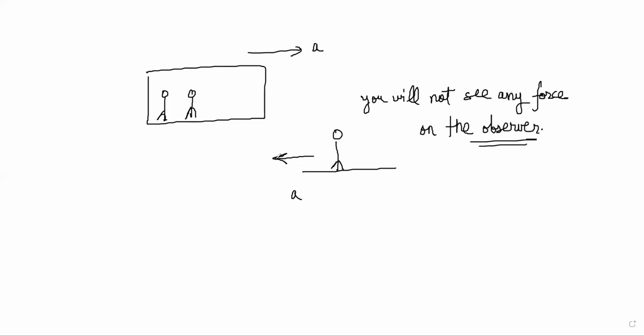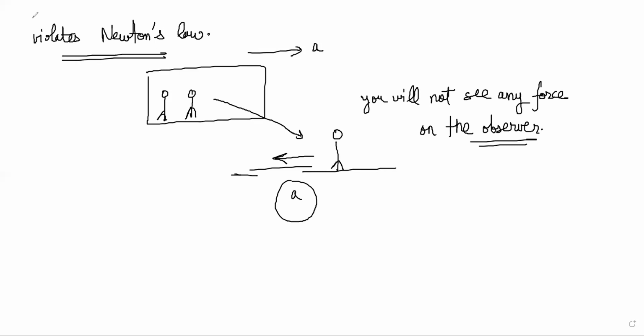Correct? Because actually there is no force pushing him back. You will just see that there is a mysterious acceleration that this body seems to have without any force being present which is pushing it back. So basically this observation violates Newton's laws, because according to Newton's laws, you cannot accelerate without the presence of an external force. But here it seems like this person is accelerating back without the presence of any external force. This is happening only because you are observing things from the context of a non-inertial frame or an accelerating frame. So you need to understand this very clearly.